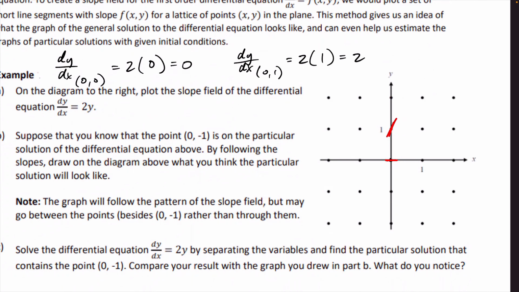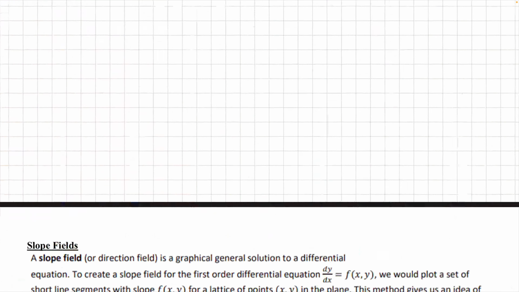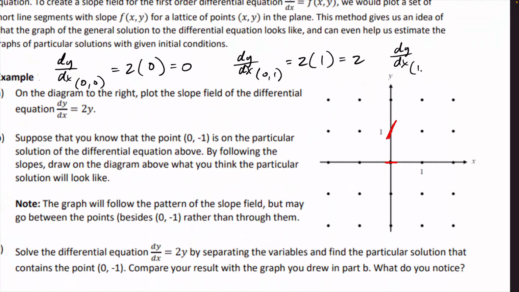Do I know it's 2 exactly? No, but I know it's positive. You just try to draw it the best you can. Okay. So now let's go over 1 to 1, 0. dy over dx, sorry, 1, 0, not 0, 1. What would the slope be at 1, 0? 0, because 2 times 0 is 0. So over here, I would draw a 0 slope.